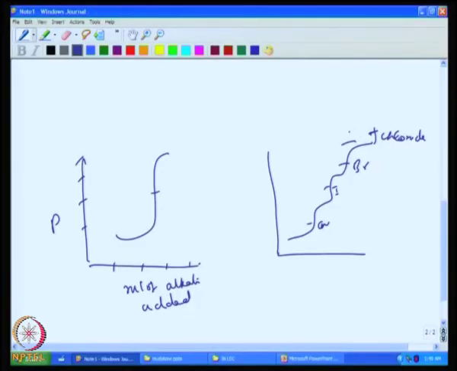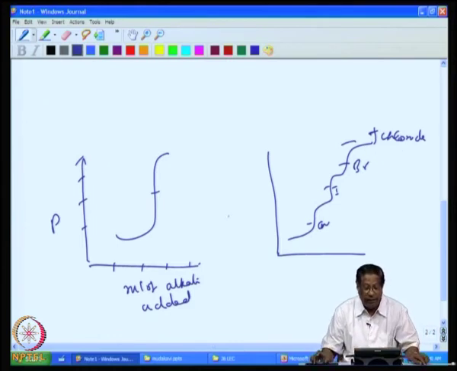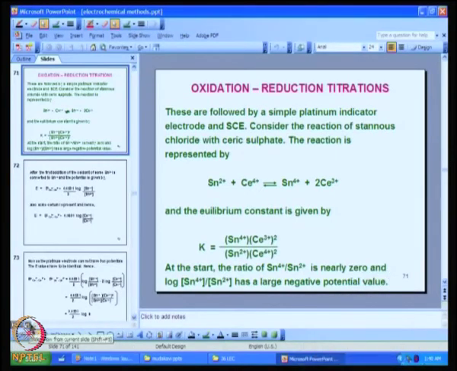So, it is possible for us to determine the various endpoints like this. On the right hand side, I am showing you the first inflection point will correspond to cyanide, and then iodide, then bromide, then chloride, etc. So, all these reactions are easily followed by potentiometric titrations.